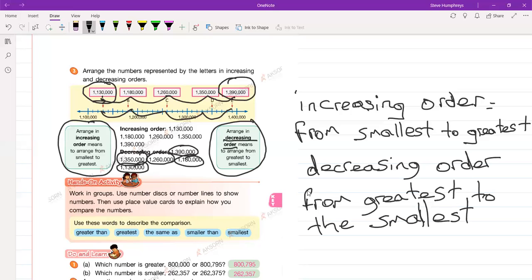It's like when you line up from short to tall. That is increasing order. From the shortest student to the tallest student. If you had the tallest student at the front, that would be decreasing order, from the tallest to the shortest. Okay. Here are some of the vocabulary you might use: greater than, greatest, the same as, smaller than, and smallest.